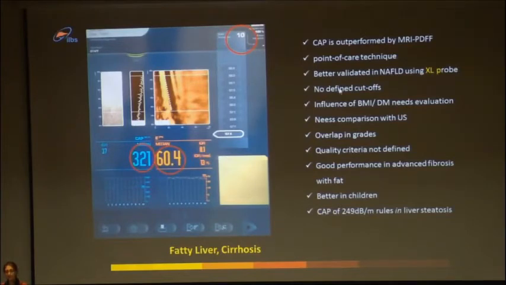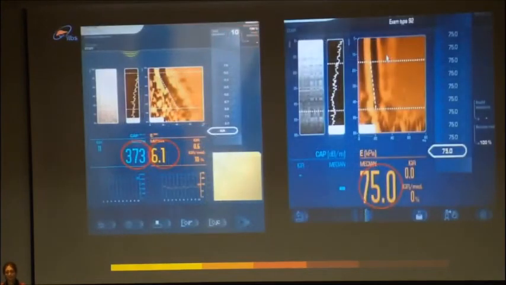This needs comparison with ultrasound grades. There is an overlap in grades. We have seen that CAP overestimates the fat estimation when you compare it with ultrasound, because there we can actually see the amount of fat in the liver. The quality criteria has not been defined. It does give good performance in advanced fibrosis with fatty liver together. It is definitely a better modality for children, and a CAP of 249 rules in liver steatosis. This is one of the good studies of CAP, that more than 250 will rule in steatosis for any patient.